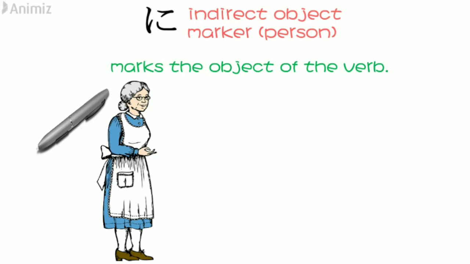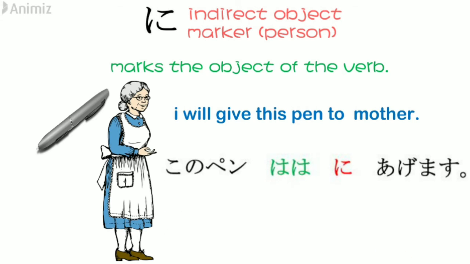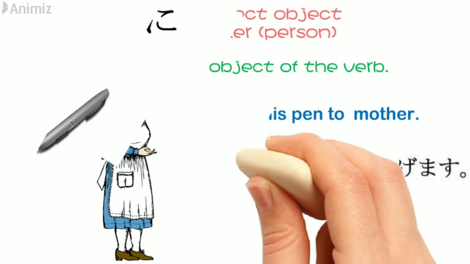We can use the ni particle to show that your mother is the receiver of the action that is giving the pen. Suppose we want to say I will give this pen to mother, using the particle ni to show that the mother is the receiver of the action. We can say kono pen haha ni agemasu. Agemasu means to give. So using the particle ni, we can clearly see that the mother is the receiver of the action, that is you are giving the pen, and the mother is receiving the action that you are performing.